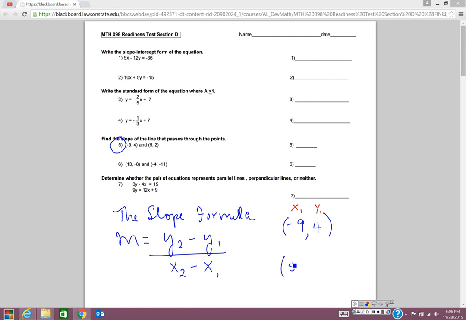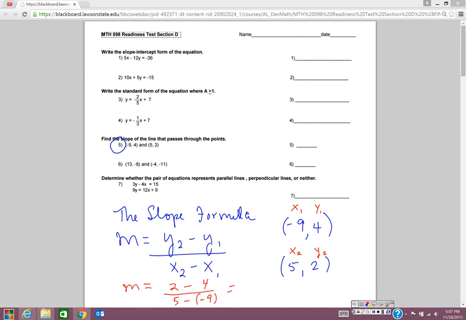Now we have 5, 2, which is our second set. So that's x sub 2, y sub 2, our second set. All we're going to do now is plug in our information into our formula. So we have m equals y sub 2, which is 2, minus y sub 1, which is 4, divided by x sub 2, 5, minus x sub 1, negative 9.